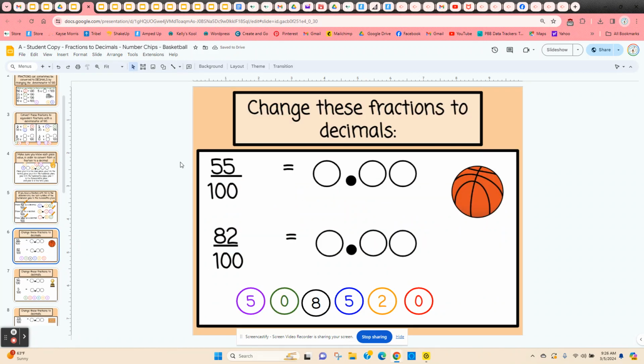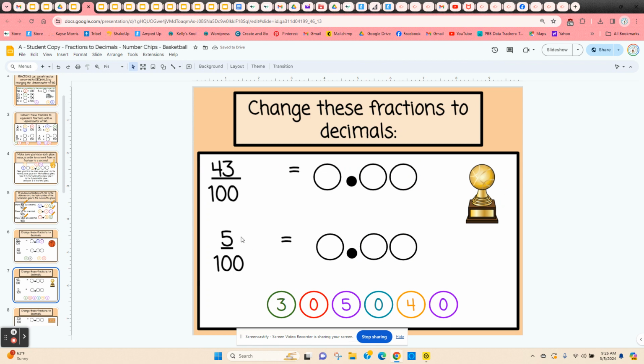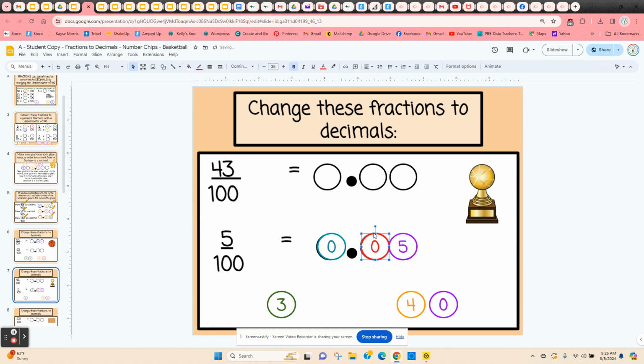So the next slide, students are just going to be converting these fractions to decimals. So here 55 hundredths and 82 hundredths, those are pretty simple. When they get to the next slide, they have one with a single digit in the numerator, and they need to know that that is going to go in the hundredths place. So the very common error students make is to place that 5 in the tenths place. But this is 5 hundredths.